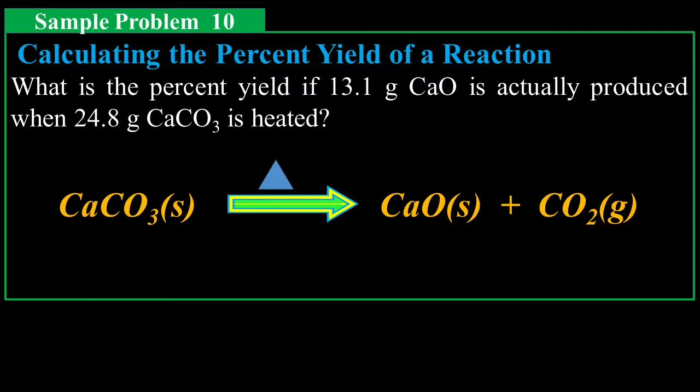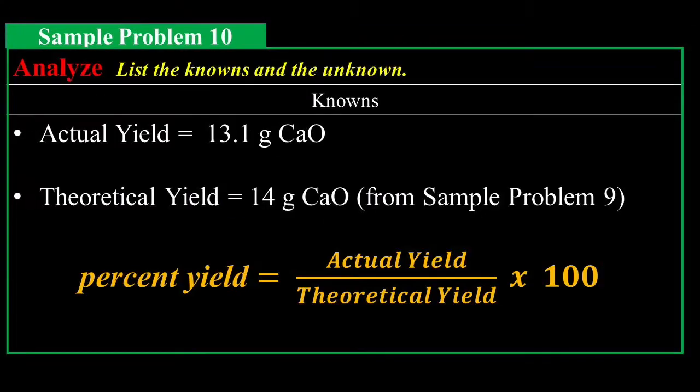So, what we're going to do is simply say 13.1 divided by 24.8 times 100, because that's going to be the actual yield divided by the theoretical yield. So the actual yield is 13.1, the theoretical yield is 14, so the actual yield, which is 13.1, divided by the theoretical yield, which is 14, times 100, is going to give you the percent yield.